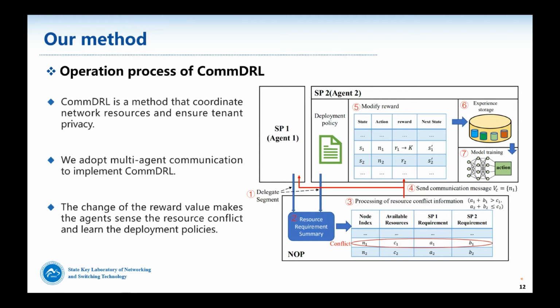If a resource conflict is found, and the resource of a node or link is not enough to support requests from multiple SPs, a deployment feedback is sent to the SPs with resource conflicts. SPs receive deployment feedback from the NOP and correspond the received communication information with their own deployment policies. The reward values of the actions, which are the conflicting nodes, are modified. Finally, these experiences are stored and used to train the model.